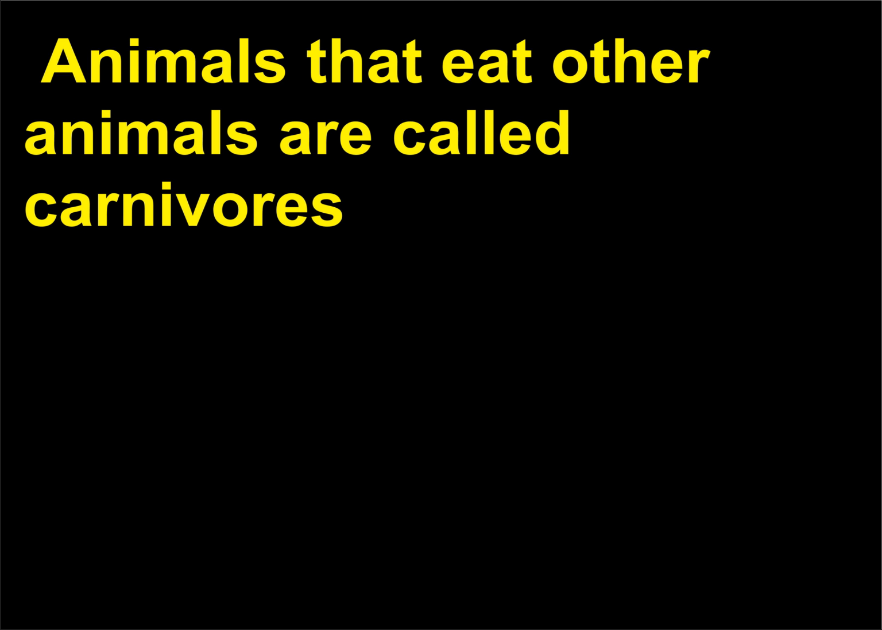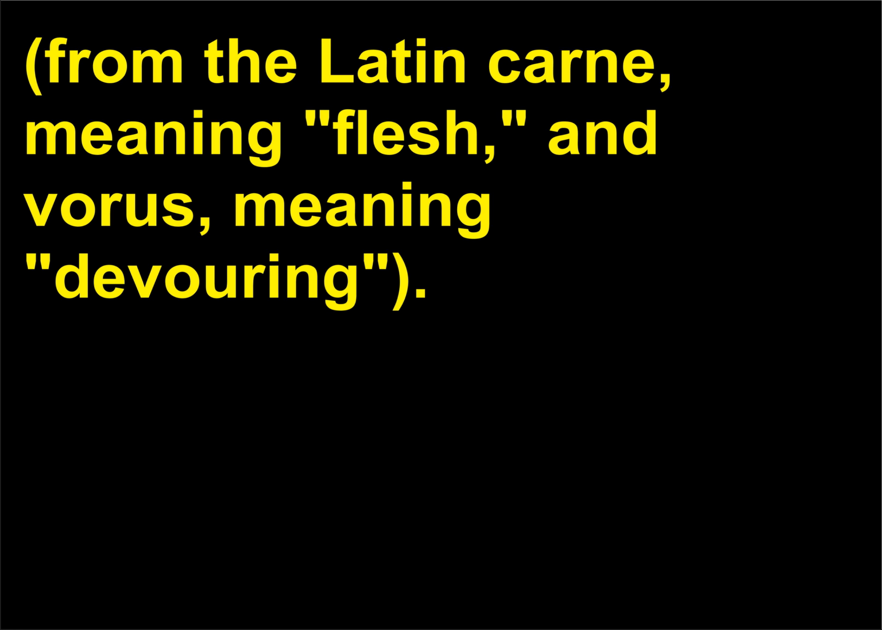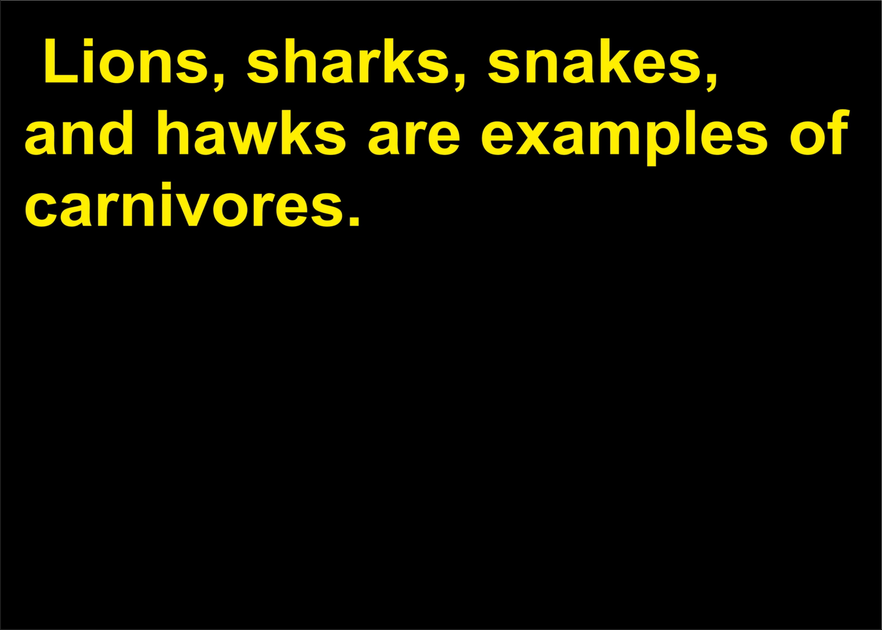Animals that eat other animals are called carnivores, from the Latin carne, meaning flesh, and vorus, meaning devouring. Lions, sharks, snakes, and hawks are examples of carnivores.